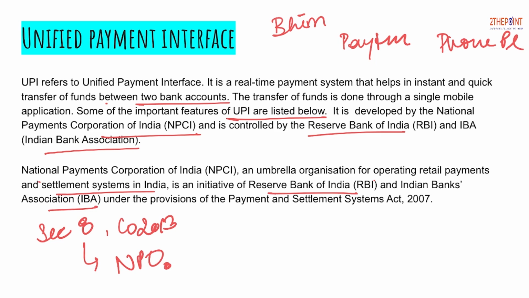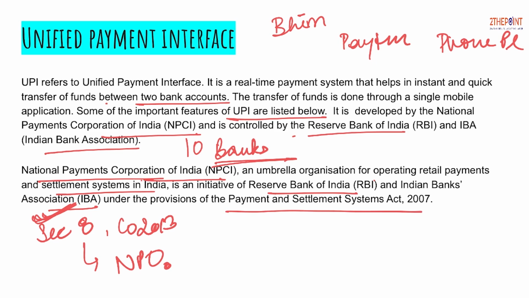So first of all, NPCI is a Section 8 company, and it is an initiative of whom? RBI and IBA. Now what is this IBA mentioned over here? IBA is an association of 10 banks who decided to come together and form an association, and they regulate many of the banking affairs, known by the name of Indian Banks Association. And this organization was launched under the Payment and Settlement Systems Act.